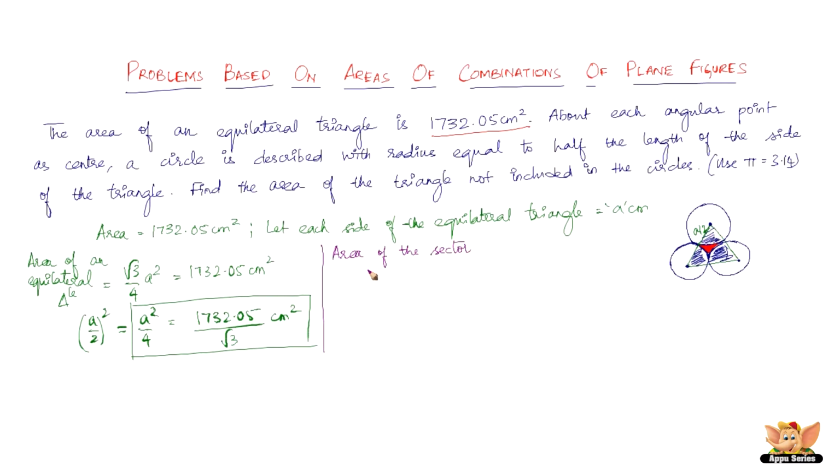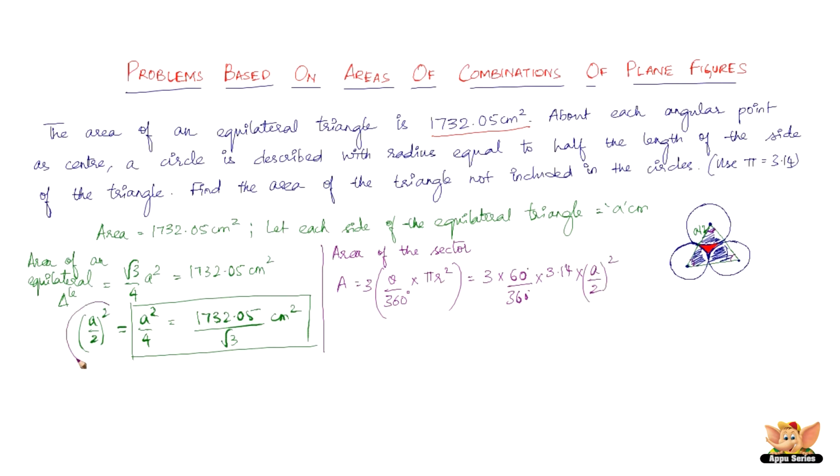So the area of the sector is given by what? A equals theta by 360 degrees times pi r square, right? This is the area of the sector. So we've got three such sectors here, so just multiply the whole thing by 3. So we get 3 times the theta of an equilateral triangle. This is the angle, right? Since it is an equilateral triangle, it should be 60 degrees each. So theta is given as 60 degrees divided by 360 degrees times pi, which they told us to take as 3.14, times the radius square, that is a by 2 the whole square.